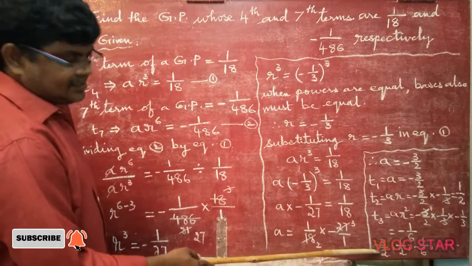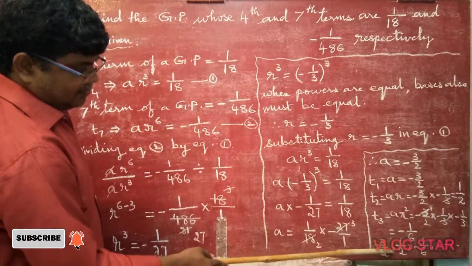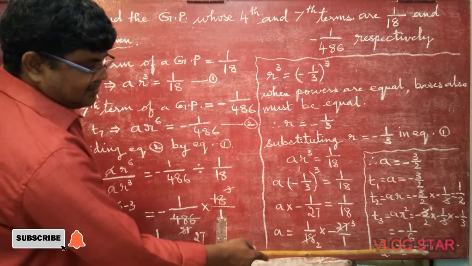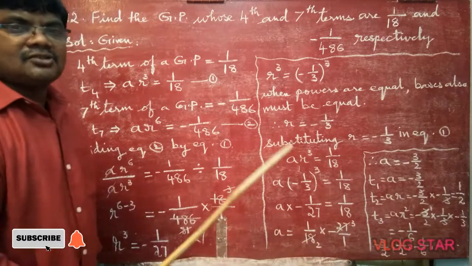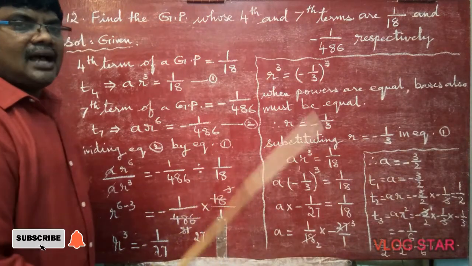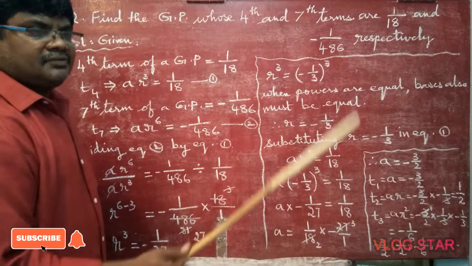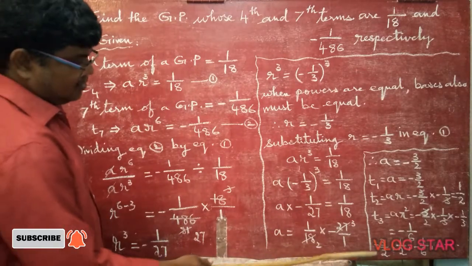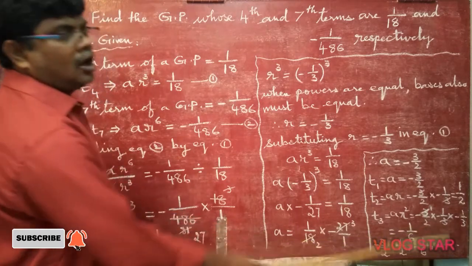So therefore the GP is minus 3 by 2, comma, 1 by 2, comma, minus 1 by 6, and so on. They did not ask to find this many. So we found 3 and we kept so on. If they ask first 4 or first 5, then you have to find. But here they did not ask anything. They just told find the GP. So we found 3 and we kept so on.